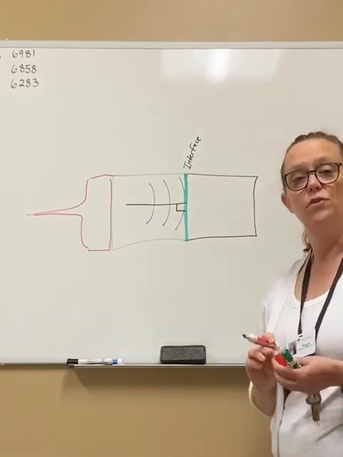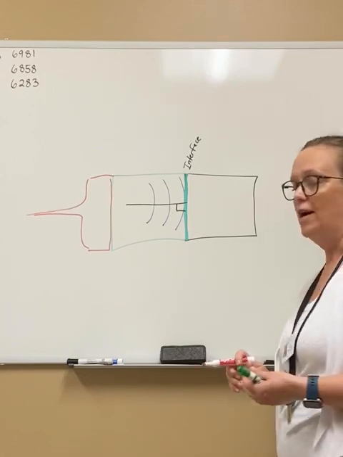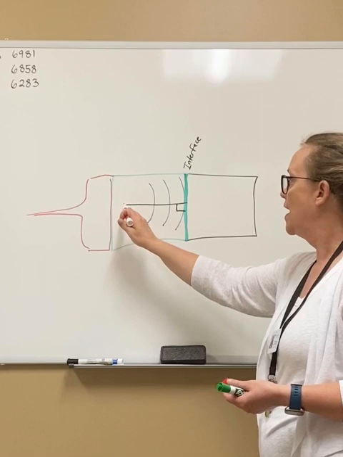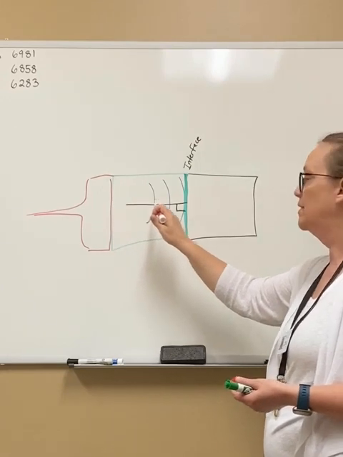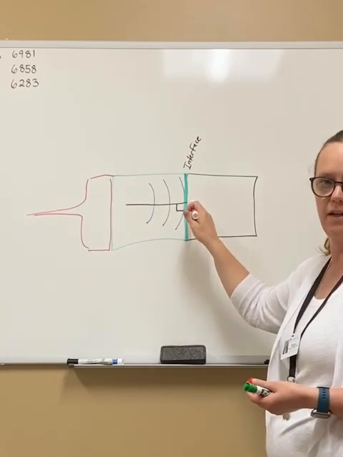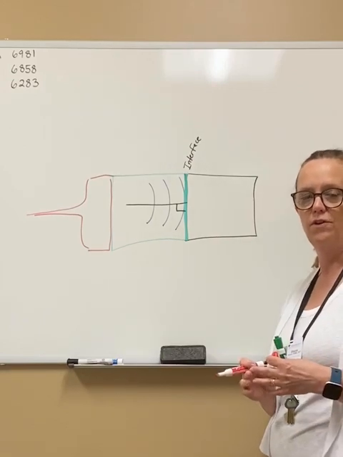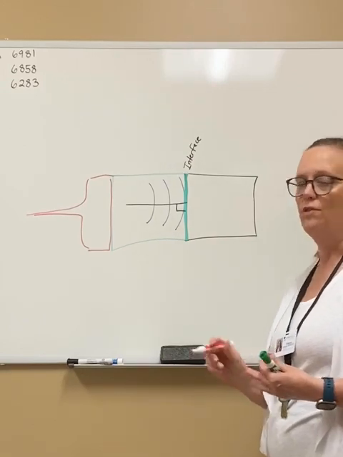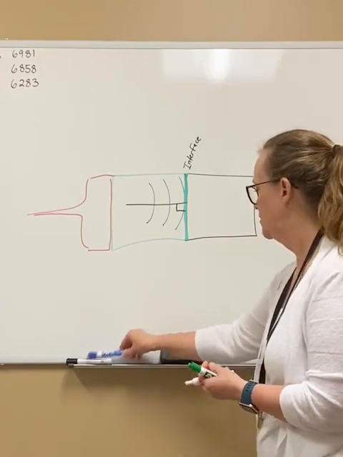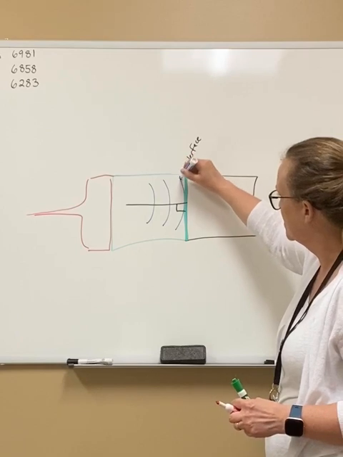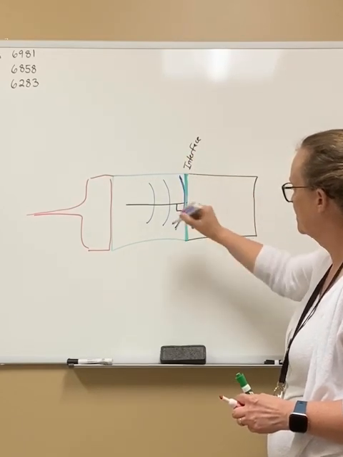So if you have normal incidence, you have a wave that's coming from the transducer, and it's going to strike the interface at a 90-degree angle. We need to clarify two different terminologies. We have a wave front, which is this right here. This is the wave front, okay?